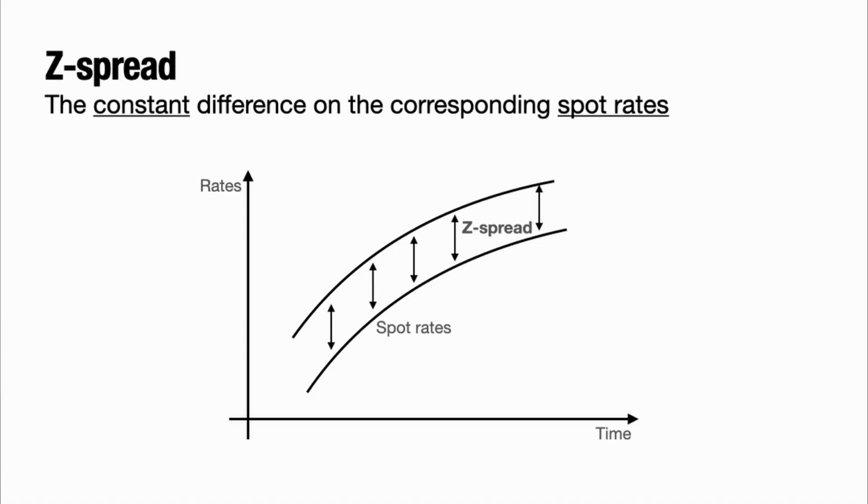And Z-spread? Sounds complex. It is. It's the constant spread added to every spot rate on the treasury curve to match the bond's price. Accounts for the curve's shape. Example, if a bond's cash flows are discounted using treasury spot rates plus 1.8% to equal its price, Z-spread equals 1.8%. So it's a holistic measure? Yes. It's used for mortgages or complex bonds. But it doesn't adjust for embedded options.